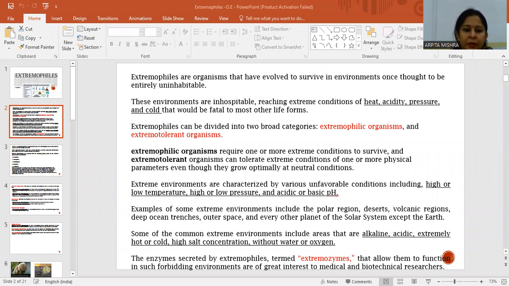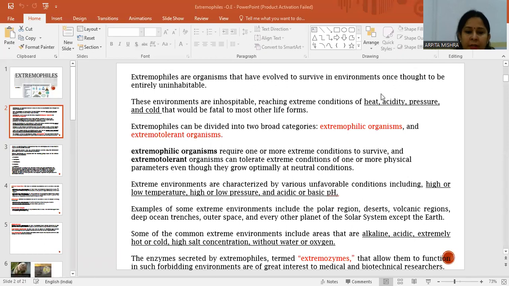So, extremophiles are, as the name suggests, organisms that are capable of surviving in extreme conditions. These environments are inhospitable, reaching extreme conditions of maybe heat, acidity, pressure, and cold that would be fatal to most other life forms or normal organisms.